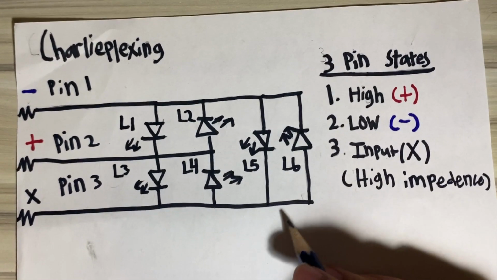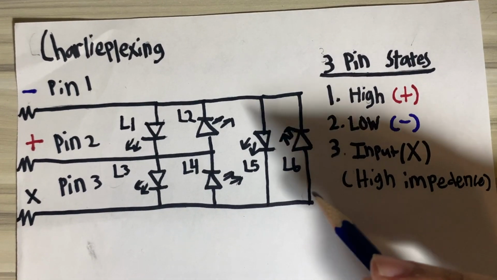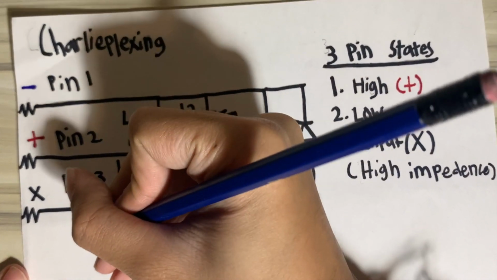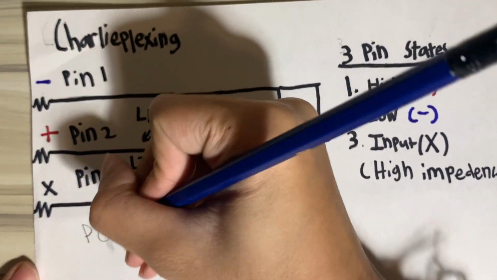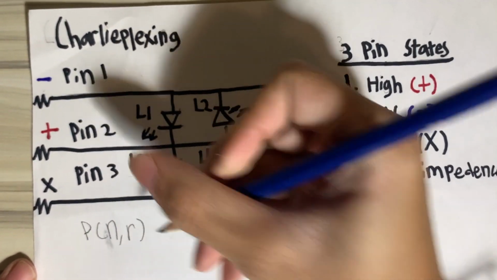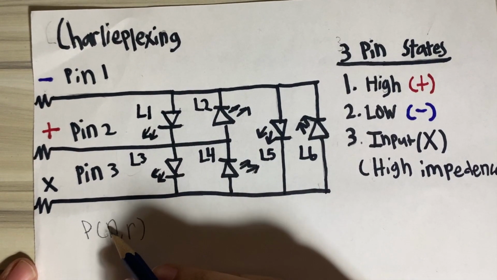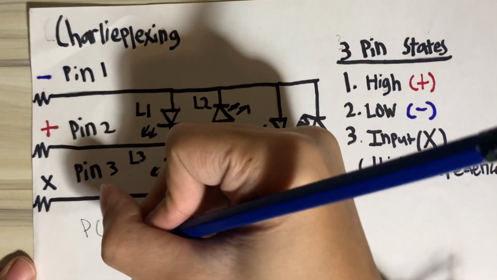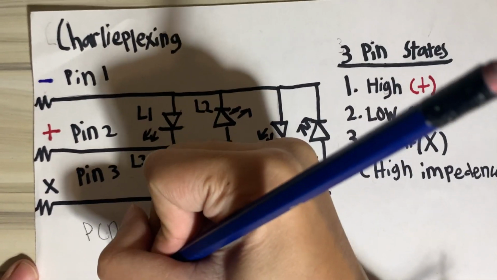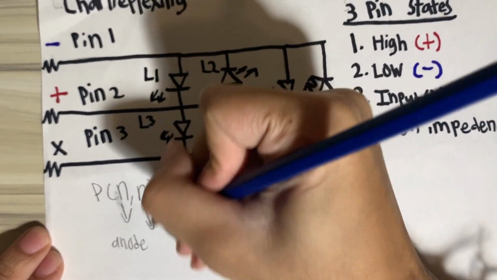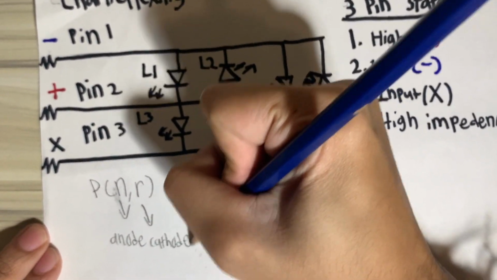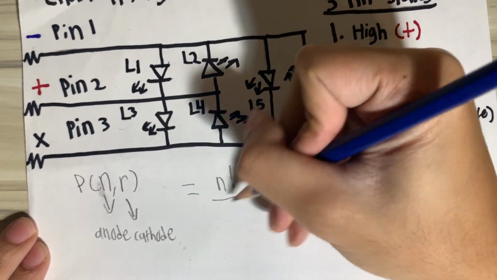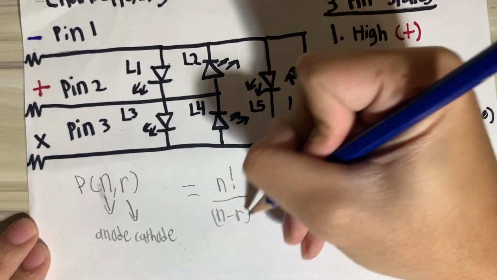And now I'll introduce a formula which can be calculated to figure out the number of LEDs that can be turned on using CharliePlexing. And this is the permutations formula. So we'll have 2 parameters, which is N and R. N is the number of inputs, and R is our state, which is either anode or cathode. And the formula for this is N factorial over N minus R factorial.